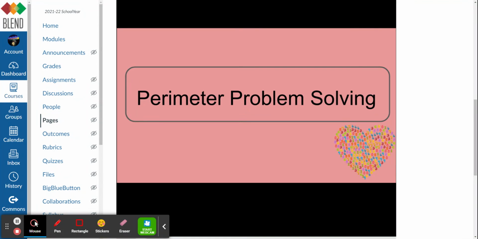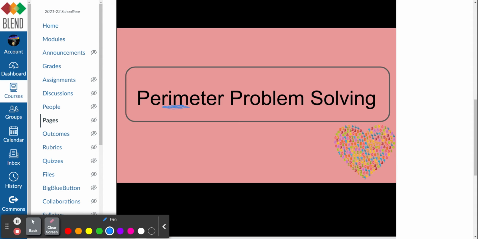Why, hello. Today, we're going to continue with our journey through perimeter. And we are going to look at some perimeter problem solving. So, we did some perimeter problem solving yesterday with finding the fence for our secret garden. But let's see. This is important.